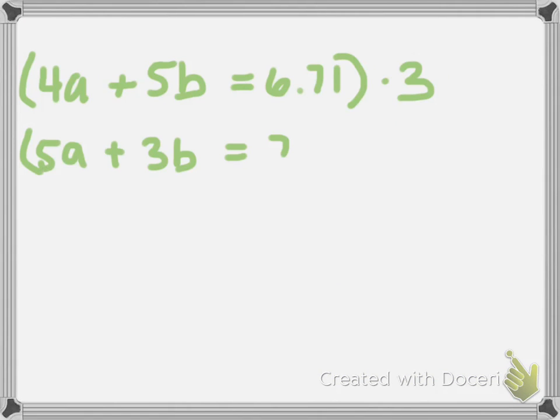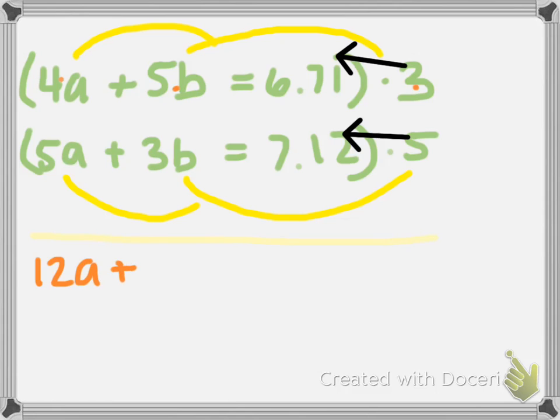4A plus 5B equals 6.71. You have to multiply times 3 in the first equation so you can get a common variable, so you can start the process of elimination. So remember, if you multiply the total number by 3, you will multiply the second and the first variable by 3 as well. For the second equation, you're going to multiply by 5. You're going to multiply the total, the second variable, and the first variable so you can get a common equation.